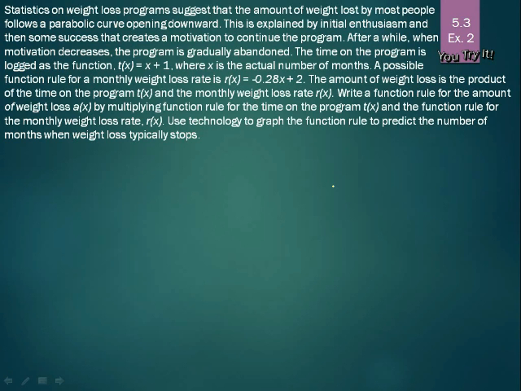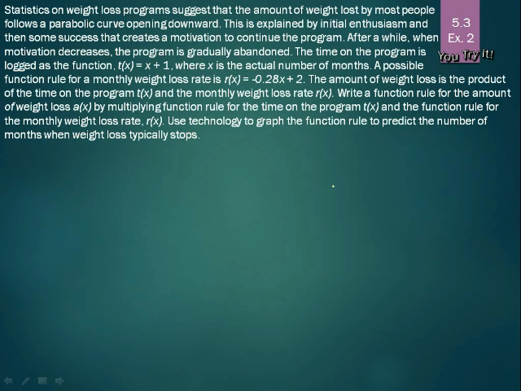Statistics on weight loss programs suggest that the amount of weight lost by most people follows a parabolic curve opening downward. This is explained by initial enthusiasm and then some success that creates motivation to continue the program. After a while, when motivation decreases, the program is gradually abandoned.